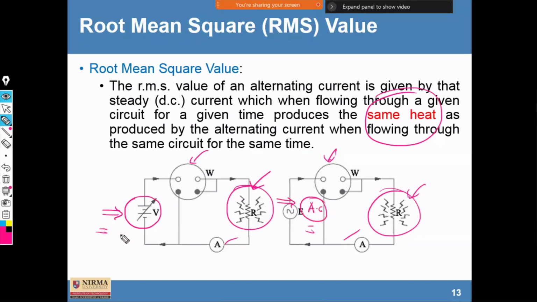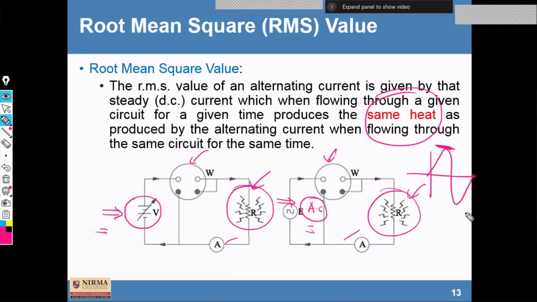Fine. So we may not use the maximum value. So this is the maximum value here. And if we take the average value of this pure sine wave, positive half cycle and negative half cycle, then the average value would be 0 in this case if it is a symmetrical waveform. So we may not consider this average value, or the maximum value. Every time it is not possible to measure the maximum value in this case. So the introduction of RMS value came into existence.